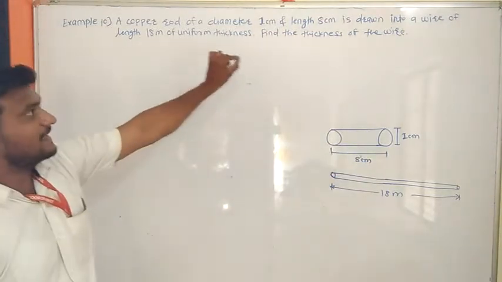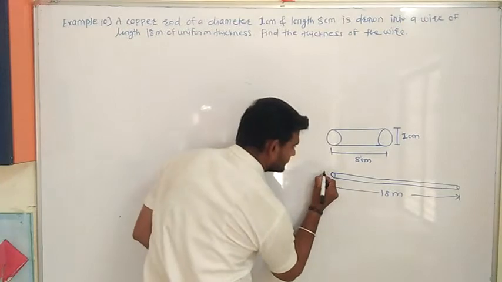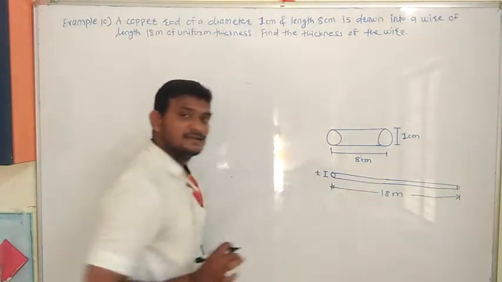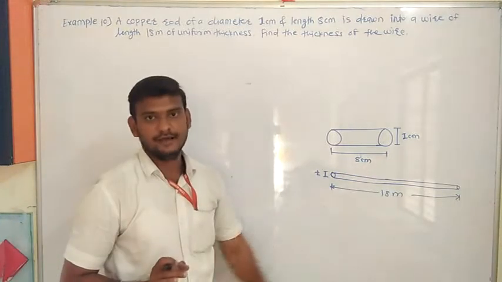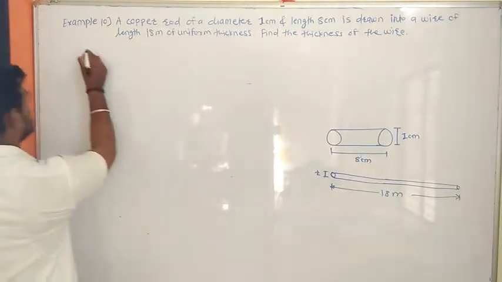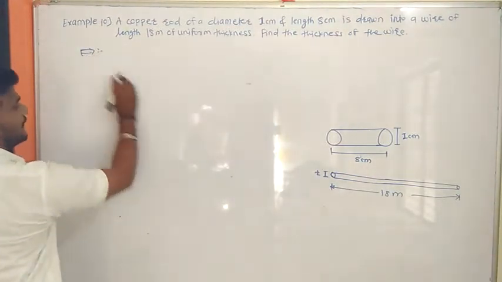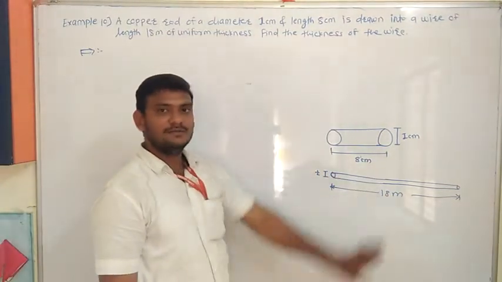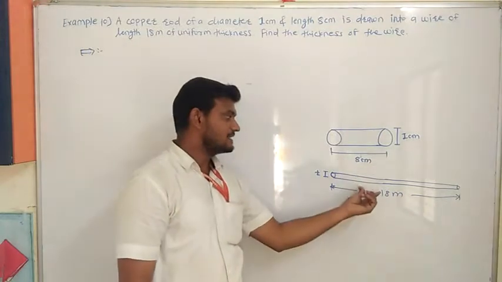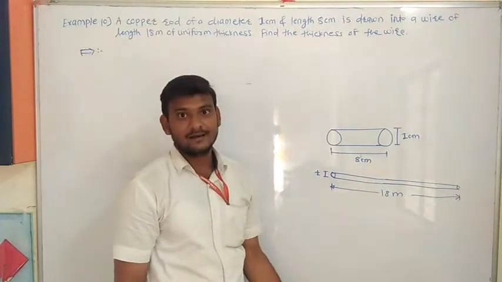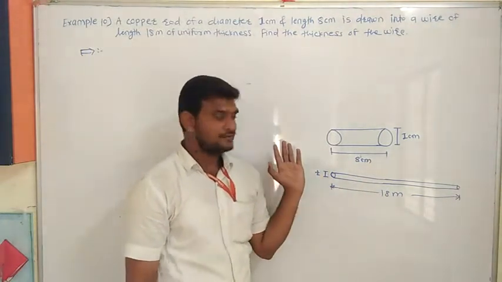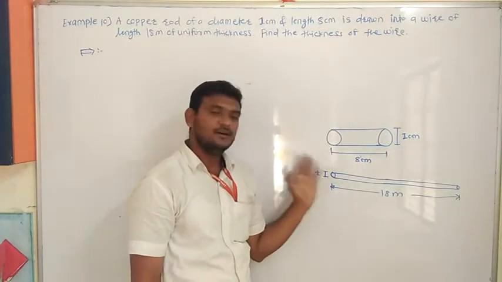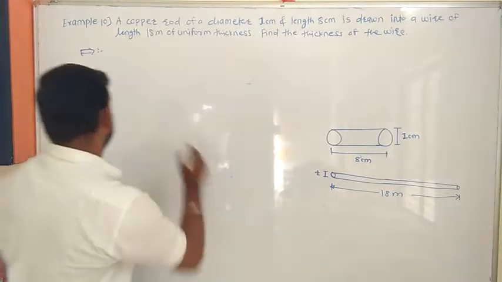Now we have to find the thickness of this wire. Thickness is simply the diameter of this wire, which we have to find. Let us see how to find it. First of all, we have to find the volume of this rod. We know the volume of this rod is equal to the volume of this wire. Therefore, we will do it as it is. First, we will find the volume of this rod, and after that, the volume of this wire.